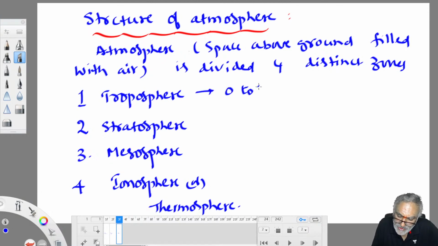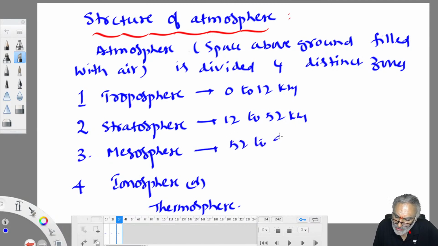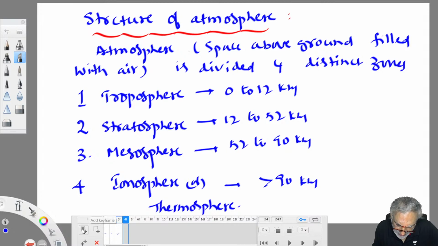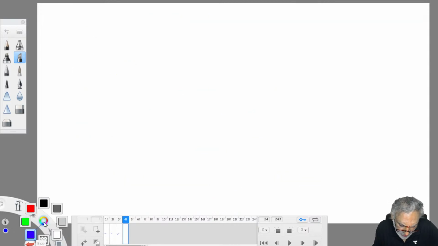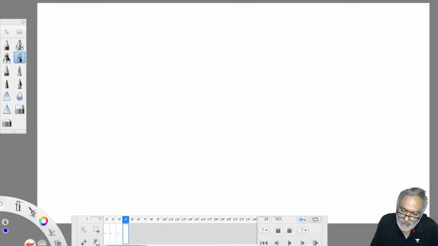From 0 to 12 kilometers approximately above ground, you'll find troposphere. From 12 to 52 kilometers above ground, you find stratosphere. 52 to 90 kilometers above ground, you'll find mesosphere. Greater than 90 kilometers, you'll find ionosphere or thermosphere. This is divided into 4 distinct zones purely based on the temperature profile of the atmosphere.